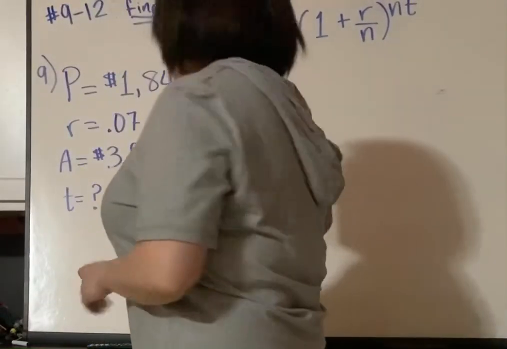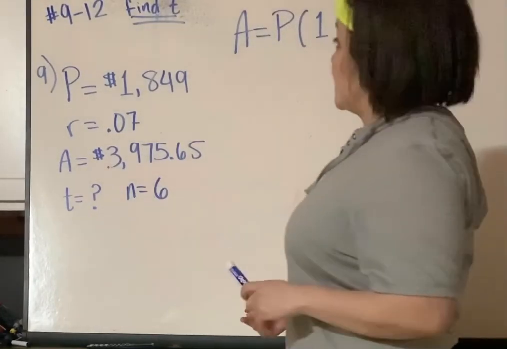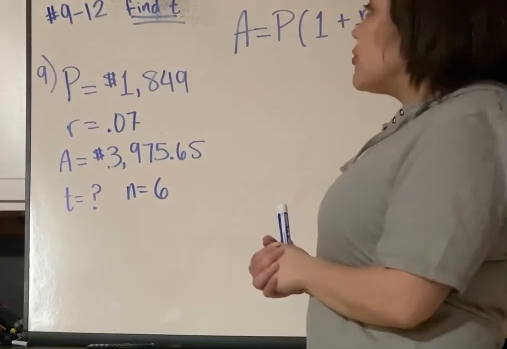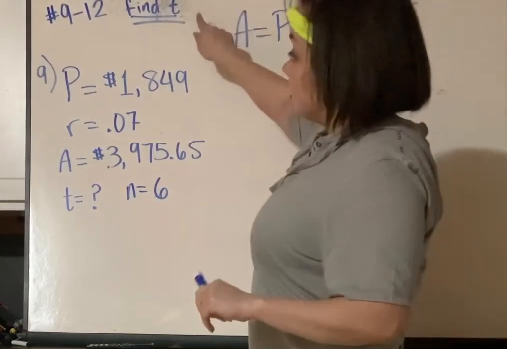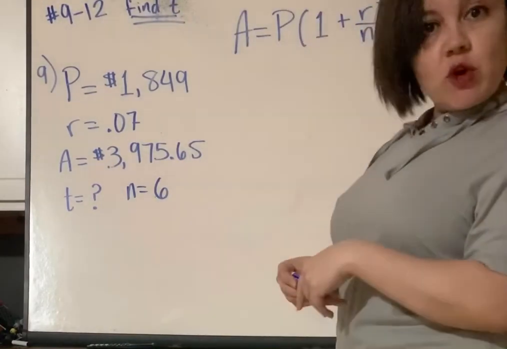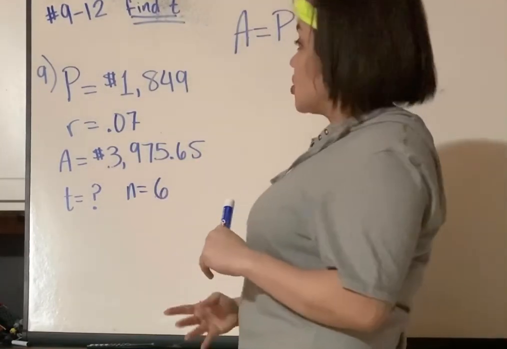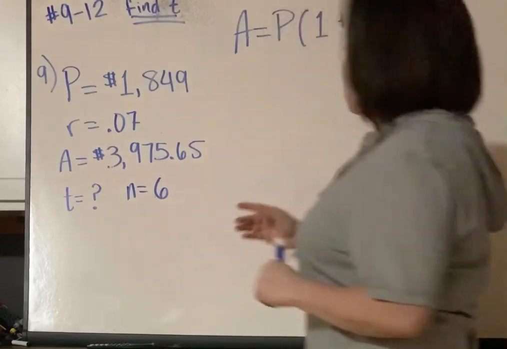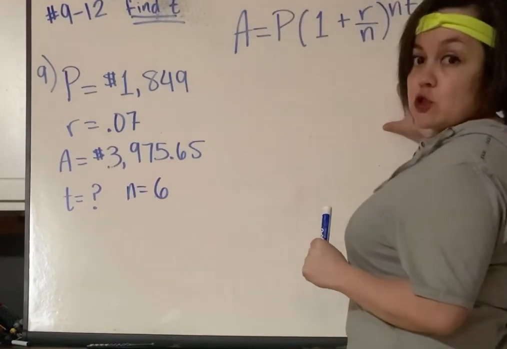Hello everybody, we are going to work on number 9 on our pre-calculus assignment, okay? 9 through 12 are all going to be the same type of questions where you have to find t. I've taken a look at the word problem and just written down the basic information that you need from it. You're still using that formula that I introduced to you today.